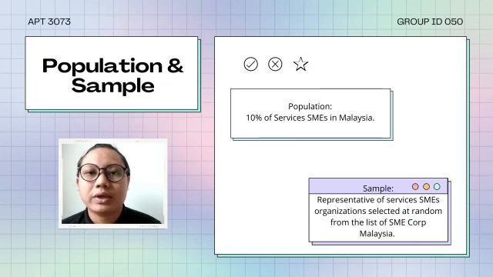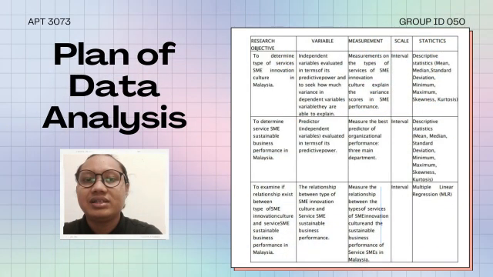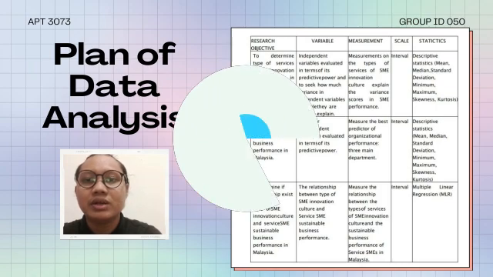Population and sample. The population is 10% of service SMEs in Malaysia, and the sample was representative, selected at random from the list of SME Corp Malaysia. There are 19 business services and only 10% of them became the sampling frame in the study. Through business services, there are 21 main criteria for obtaining a certificate of innovation. Plan of data analysis for IV, DV, and MV. The scale that we use is interval. These variables are evaluated in terms of their predictive power and to seek their relationship. The statistics are descriptive, which means mean, median, standard deviation, minimum, maximum, skewness, kurtosis, and multiple linear regression.